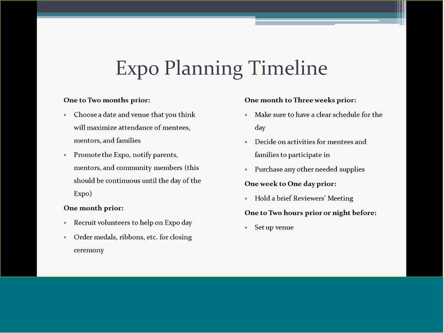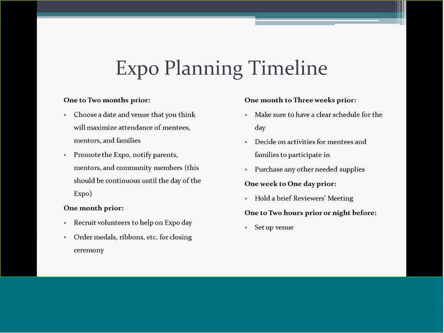Now, for planning the expo, it can be laid out like this, but again, whatever works best for you is fine. This is generally based upon best practices, and it seems to work well for a lot of sites. Between 1 and 2 months prior, you want to select your time, and make sure you consider what works best for all the families, the coaches, and the youth, as well as making sure the venue is a good place for everyone to participate.